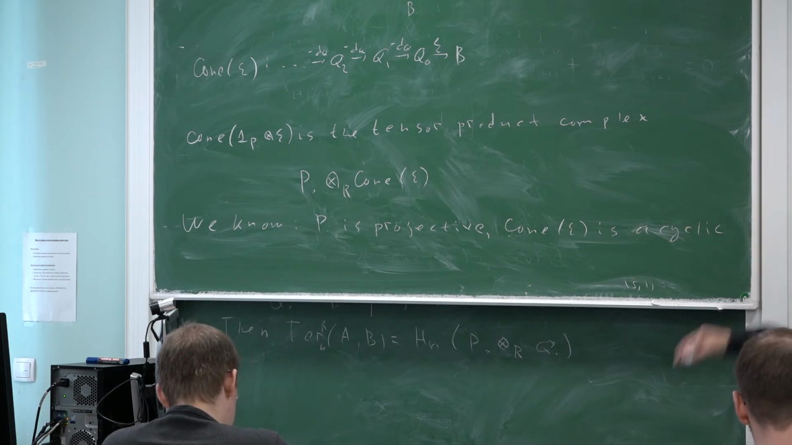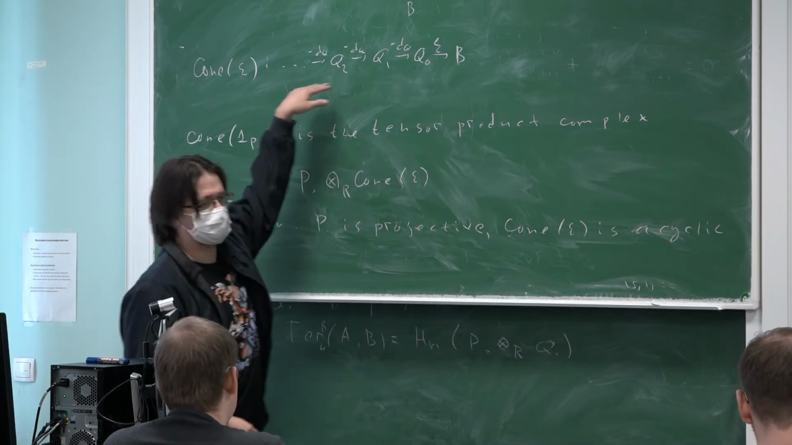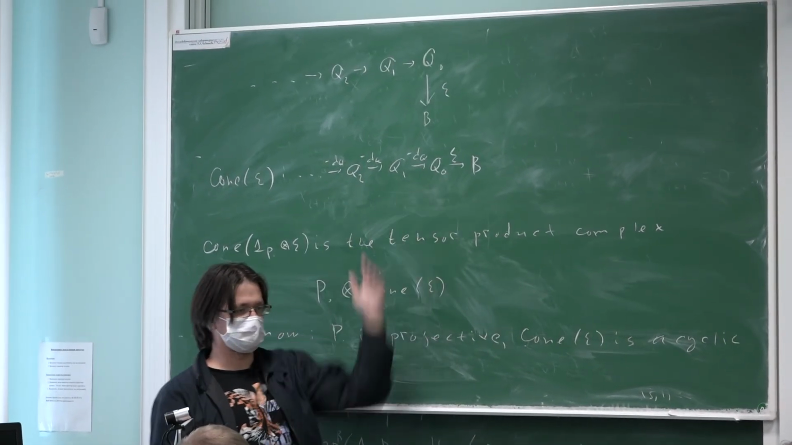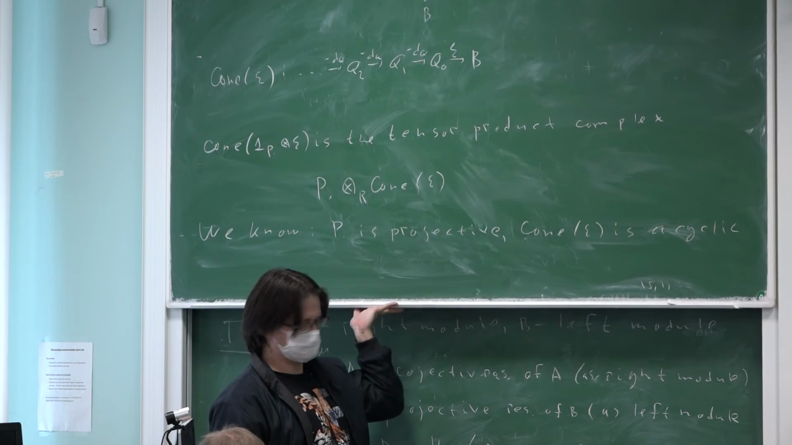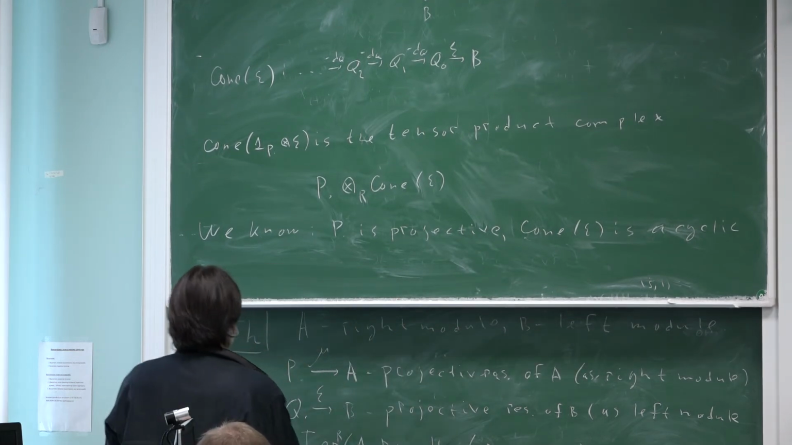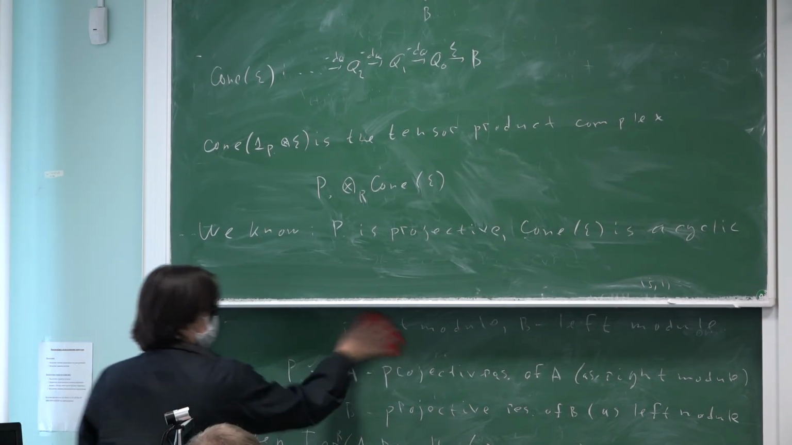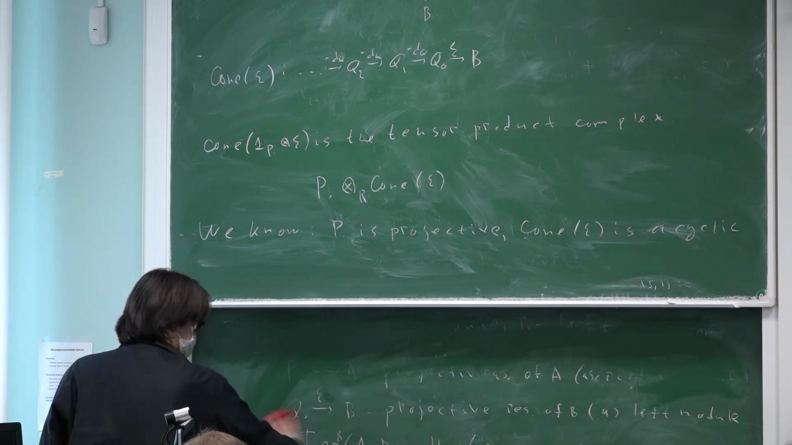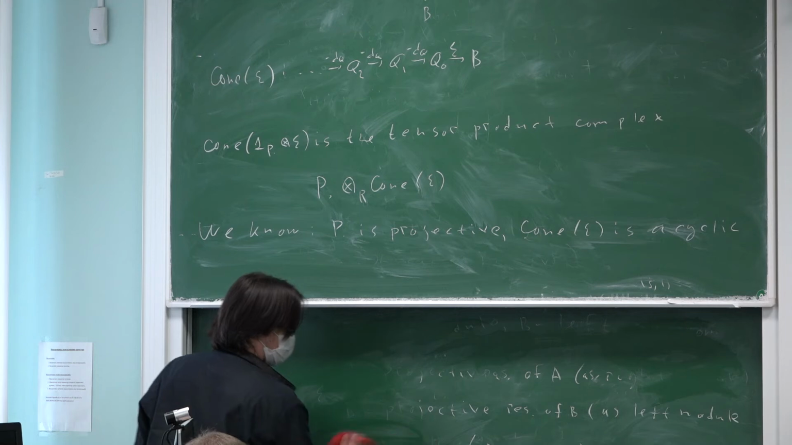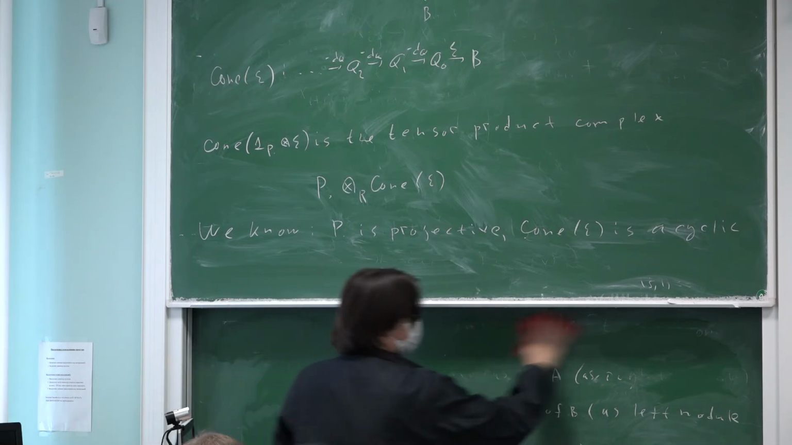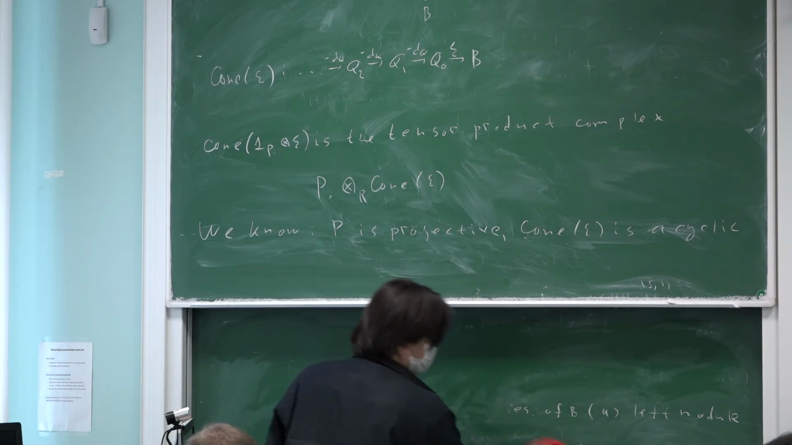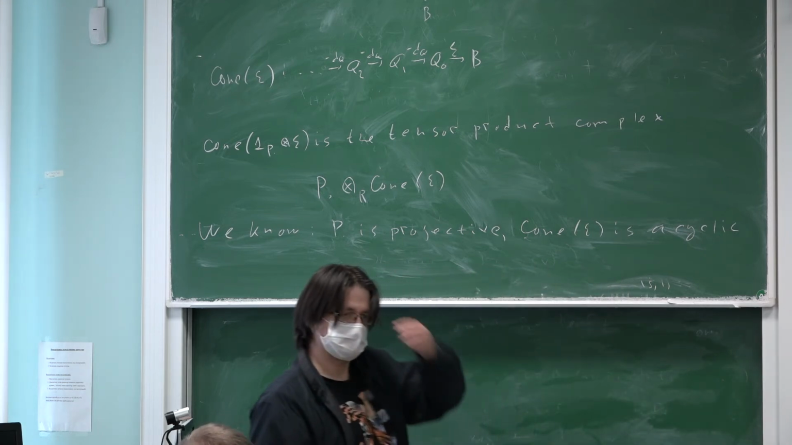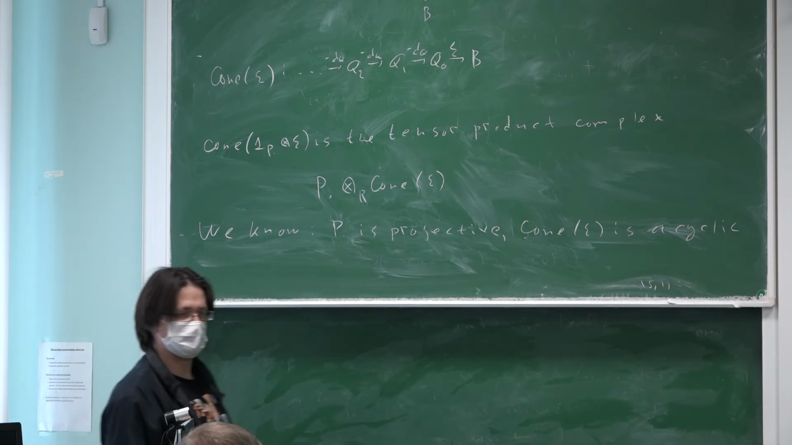Well, it's clear from the definition of projective resolution that this complex is acyclic, but also by definition of projective resolution, epsilon is a quasi-isomorphism, and we know that cone of quasi-isomorphism is acyclic. So we need to show that if we have an acyclic complex and make the tensor product of it with a projective complex, we still have an acyclic complex.